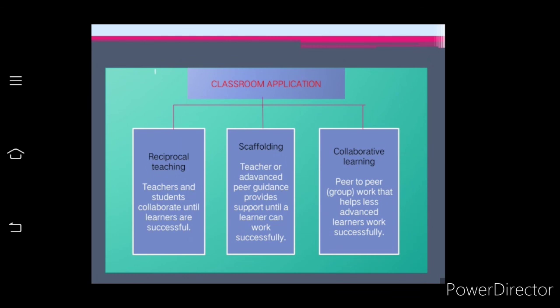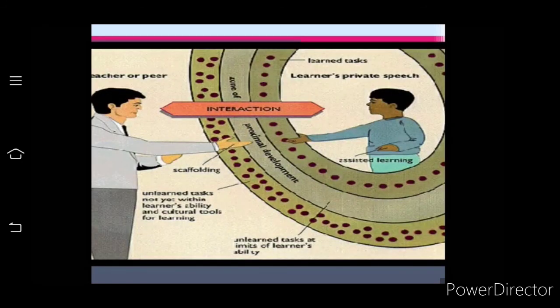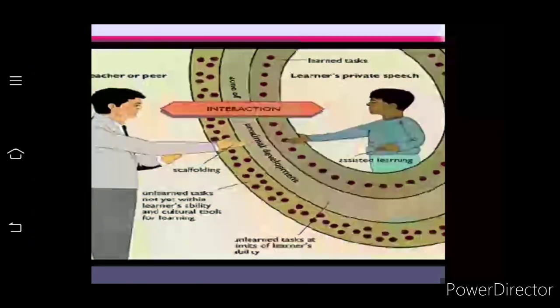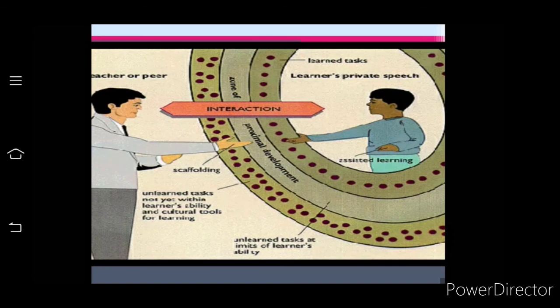So next is the illustration of how the classroom interaction is carried out. It is shown here that the teacher interacts with the learner. Here is the task: the outer circle, the inner circle. It shows the classroom applications that will apply to the interaction.